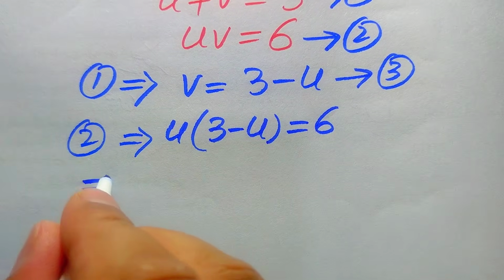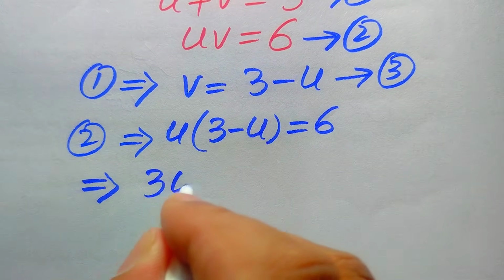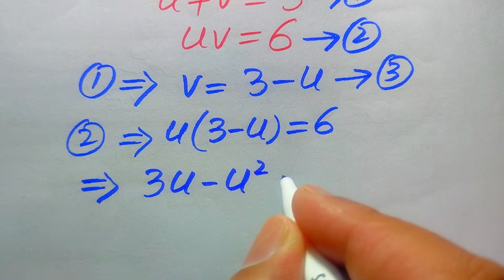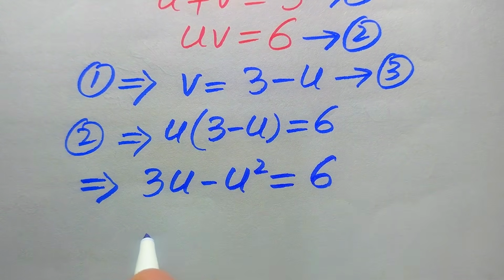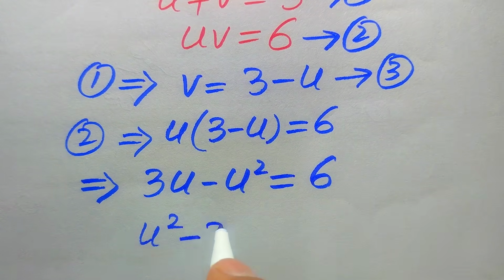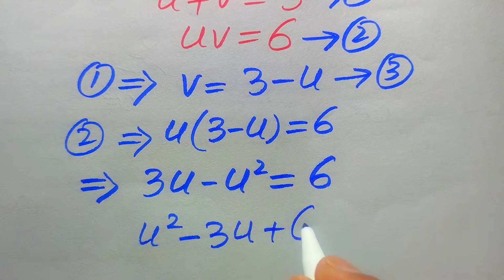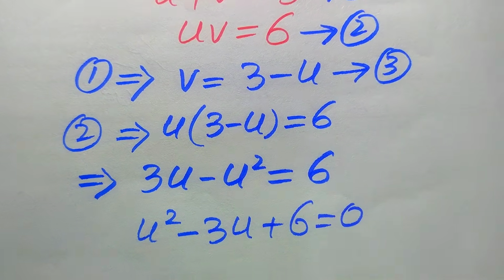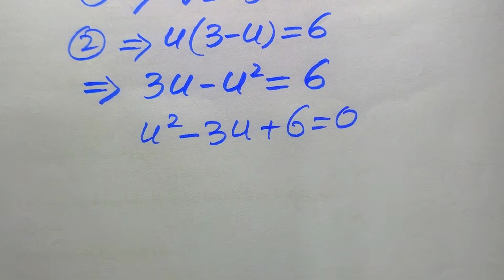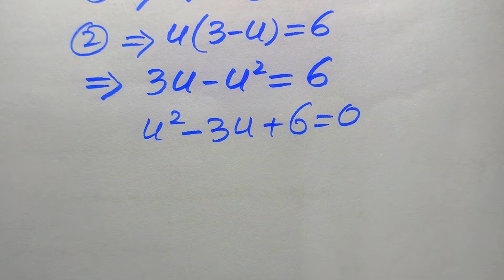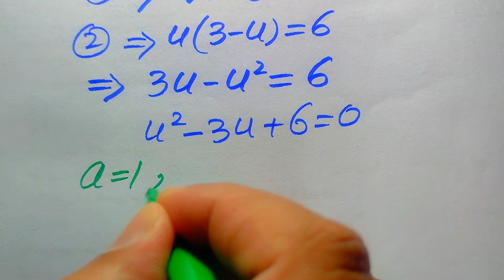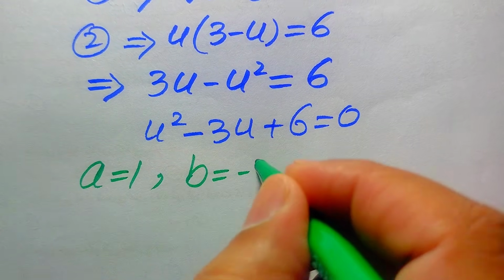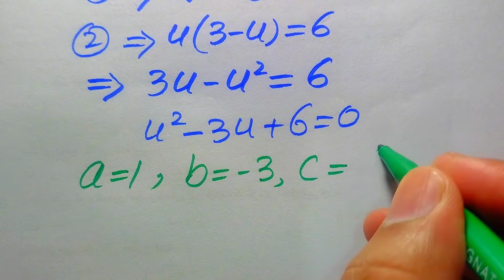And here we multiply u on both of these two terms and we get 3 times u minus u square equals 6. Then we move both of these two values to the right hand side and we get u square minus 3u plus 6 equals 0. So this becomes a quadratic equation in the u variable, and here we use the quadratic formula to solve this equation. For this we write the coefficients: a equals 1, b equals minus 3, and c equals 6.